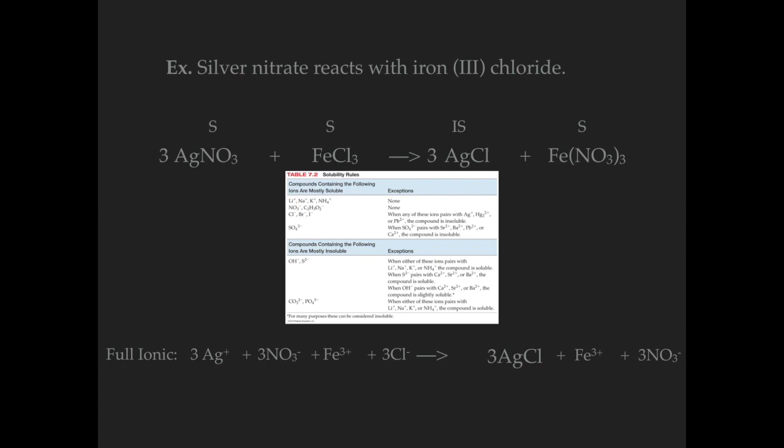So anything that's the same on both sides will cancel out. My iron ions will cancel out, and my nitrate ions will cancel out. So what I'm left with is 3 Ag+ and 3 Cl- to produce 3 AgCl. So this is your net ionic. Notice there is a reaction here. The reason why your net ionic equation is so important is it shows you exactly what is reacting. So in this double replacement reaction, the only thing that we really care about is that silver chloride is being produced, and it's being produced because silver ions and chloride ions are reacting together.